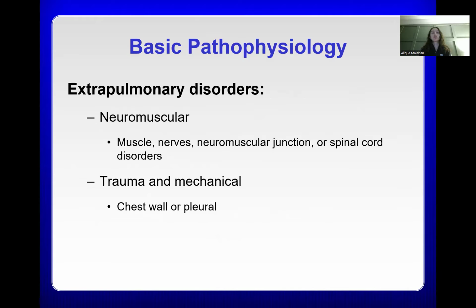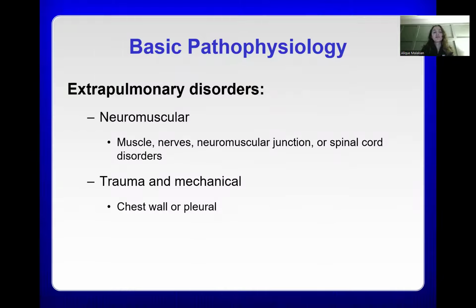We have the extrapulmonary disorders, so things that come from basically outside of the lung that still affect it. So you have neuromuscular disorders and stuff that affect the muscle, nerves, neuromuscular junction, or spinal cord disorders. Things like muscular dystrophy is an example, phrenic nerve paralysis, different types of syndromes like Eaton-Lambert syndrome for the neuromuscular junction, and so on and so forth. The book covers that more in depth if you'd like.